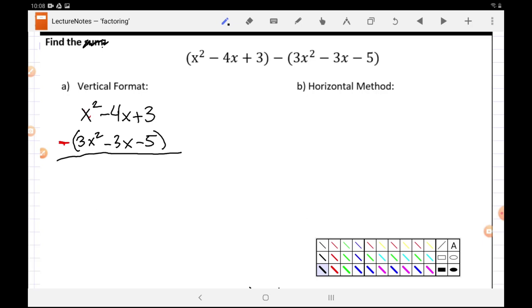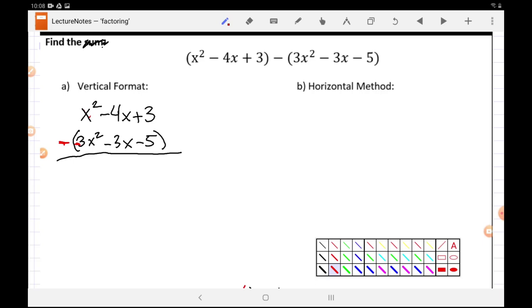So now, remember, I like having this tablet so I can have two different colors. I can change my colors real easily. If you don't, then use a pen and a pencil or a color pen or highlighter, just to remember that you have to deal with that negative. So that negative is just going to switch the signs of every single term in the parenthesis. So this positive 3x squared is going to become a negative 3x squared.